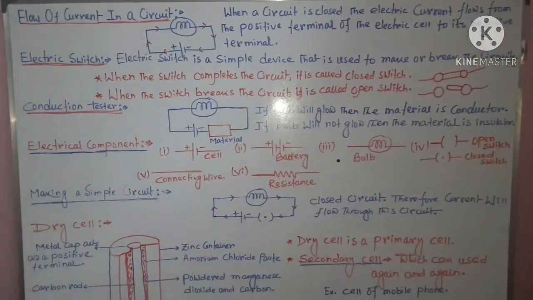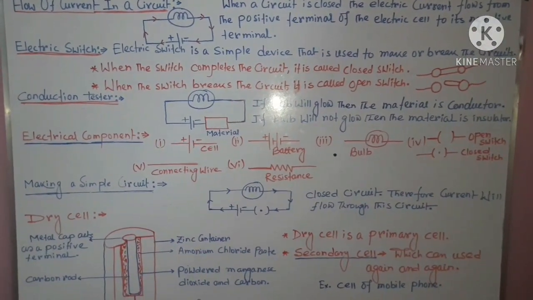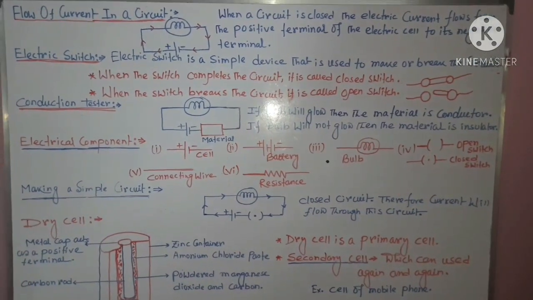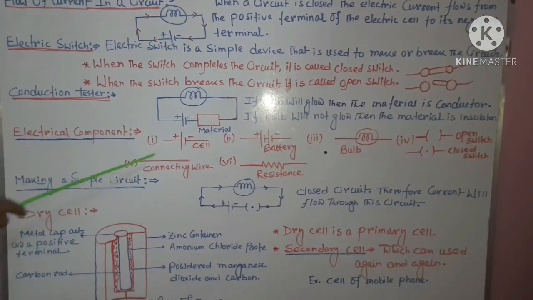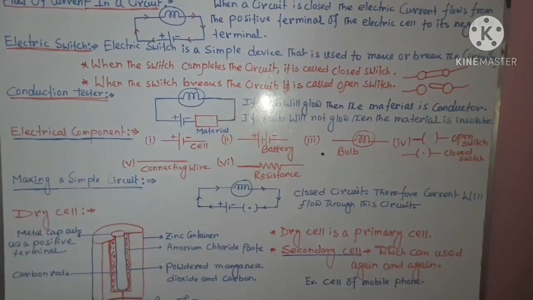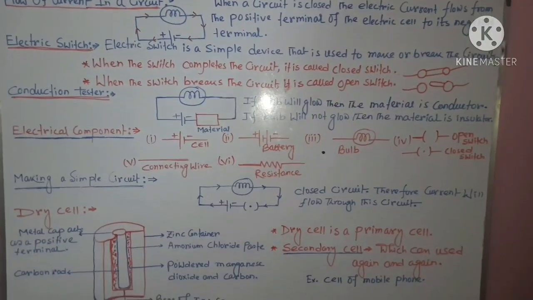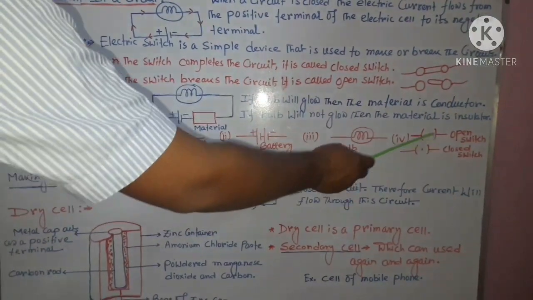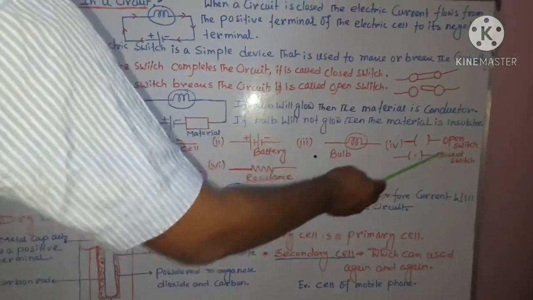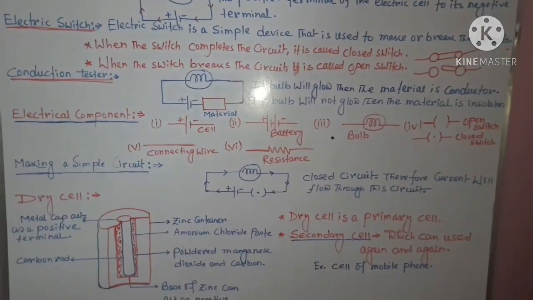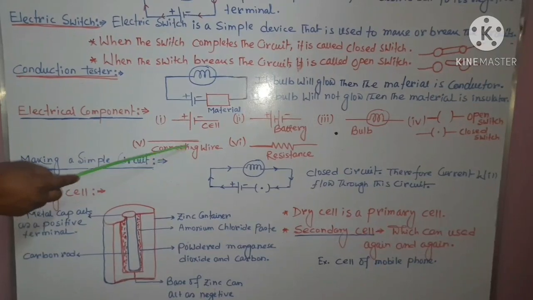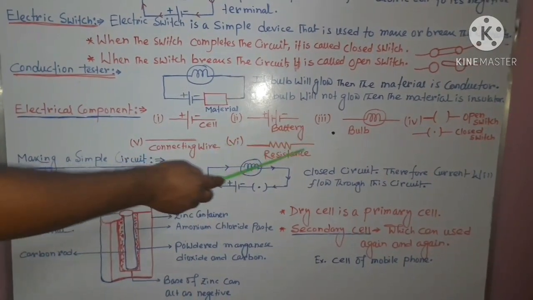Now student, if you want to make an electrical circuit, certain electrical components you have to remember. What are they? See, number 1, electric cell. Number 2, battery. Number 3, bulb. Number 4, switch. That is an open switch whenever the dot is not there. That is a closed switch whenever the dot is there. Next, connecting wire. By a line only you can represent a connecting wire. And number 6, resistance.